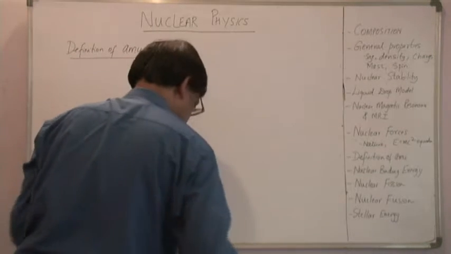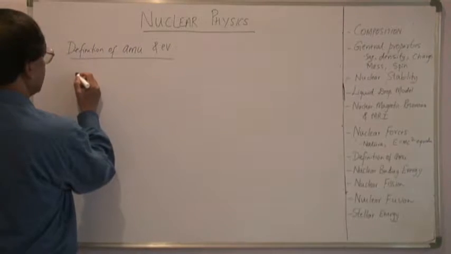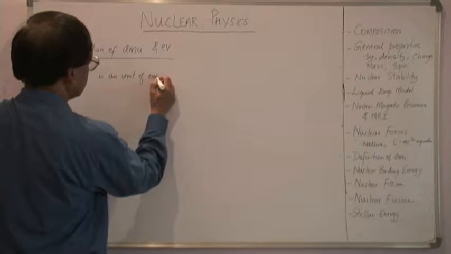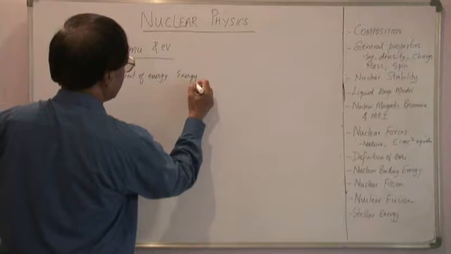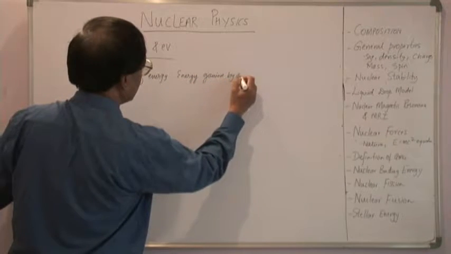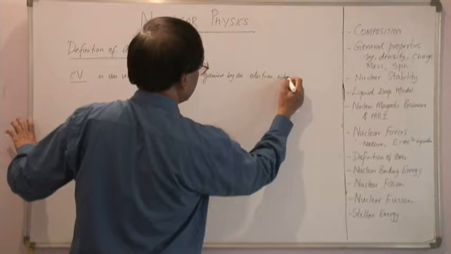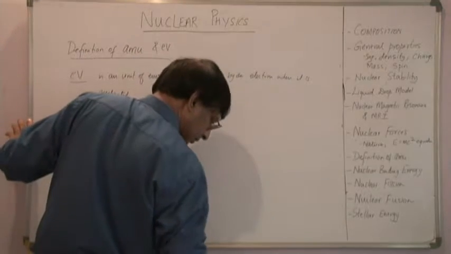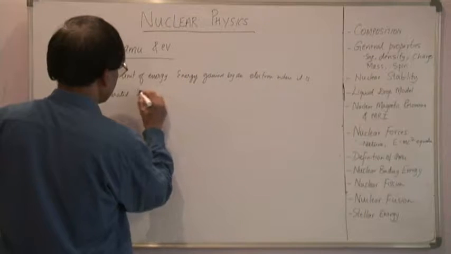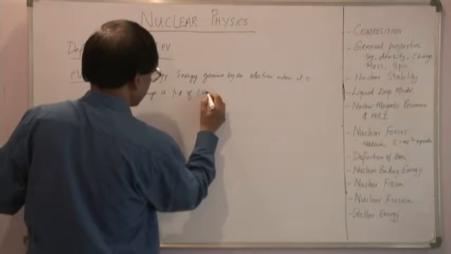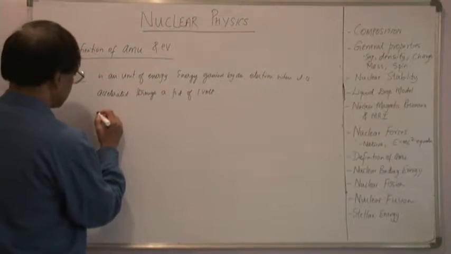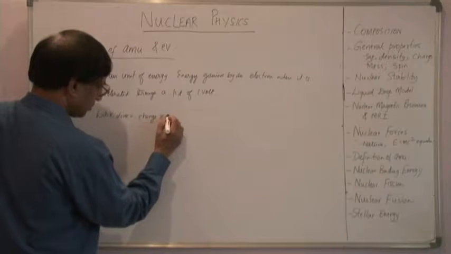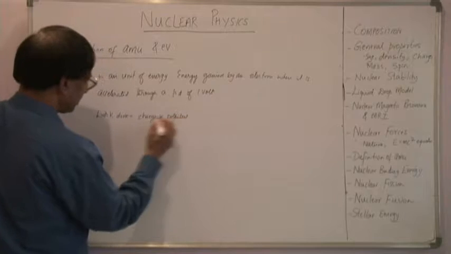So let me write it down here. An electron volt is a unit of energy. It is equivalent to the energy gained by an electron when it is accelerated through a potential difference of 1 volt. So let us use the concept of work done equal to charge multiplied by potential. We know that this is the equation for work done.